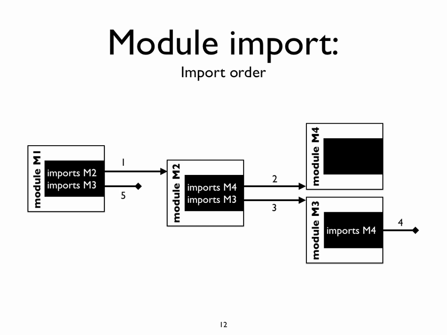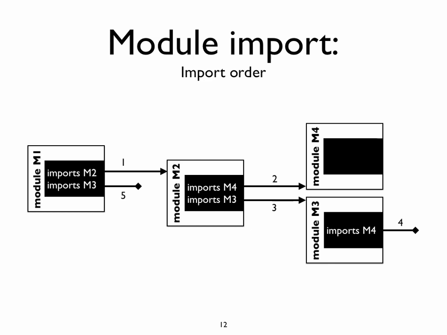Modules are imported depth first. A module will always load its imported modules before it loads itself. Here's an example of how it works. Here's a module M1 that imports M2 and M3. We're not loading M1 first; first we have to import M2. Here's M2, which imports M4 and M3. So we wait with loading M2 and we start loading M4, which doesn't have any imports. So this is just loaded and we're done.